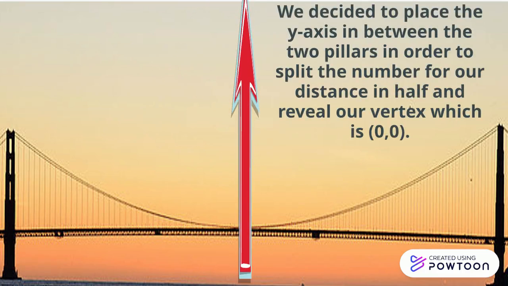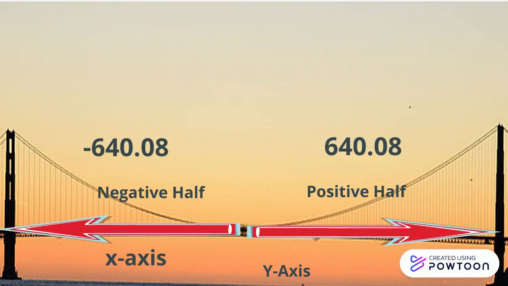We decided to place the y-axis in between the two pillars in order to split the number for our distance in half and reveal our vertex, which is (0, 0). With the y-axis in the center, this means both towers are 640.08 meters away from the center.